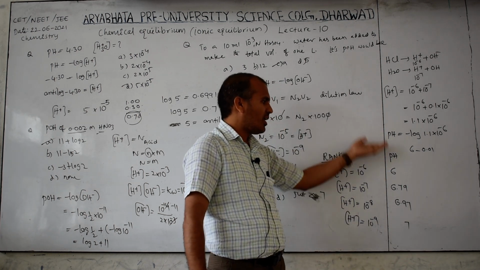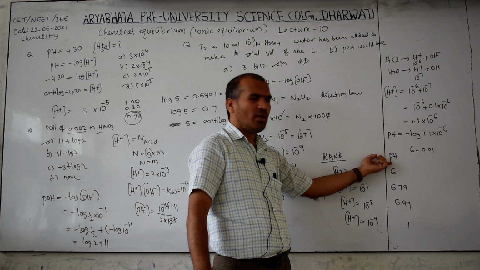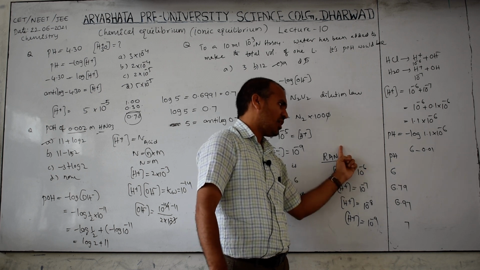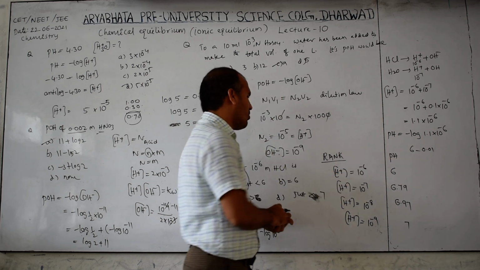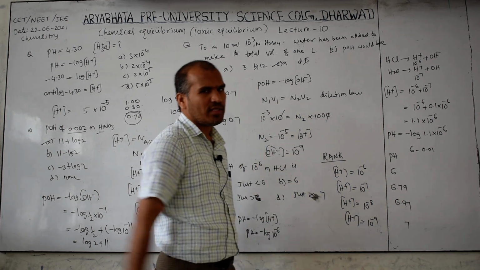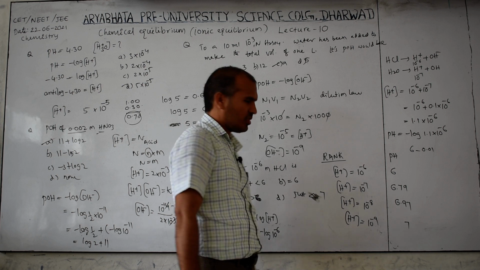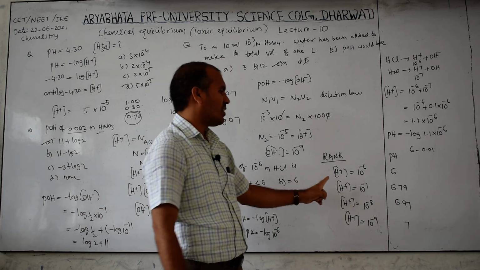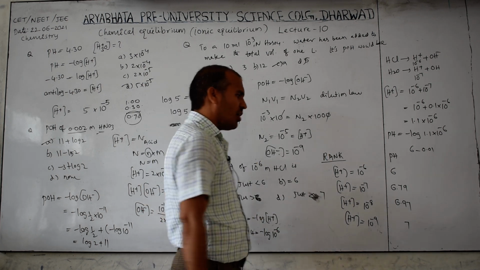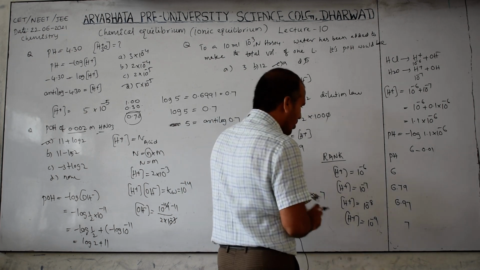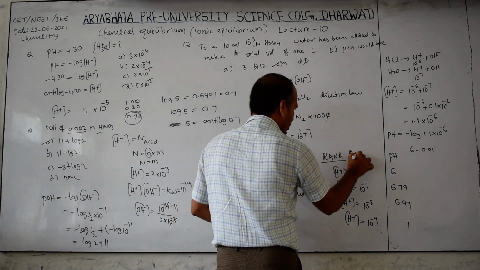Here 10 power minus 5 means pH 5, 10 power minus 4 means pH 4, like this. So if you remember this shortcut, you can directly answer in the examination. Otherwise you have to calculate like this, which is a time-wasting process. Okay, so remember this shortcut, very helpful for competitive exams. Now this is for acid.